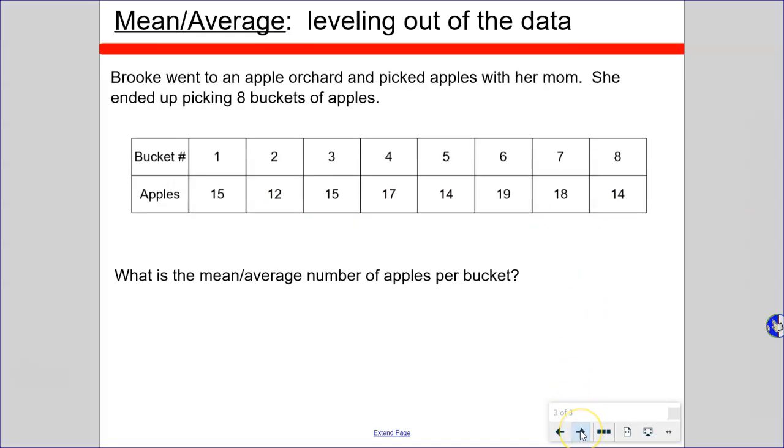And then for this problem right here, we have Brooke. She's at the apple orchard with her mother. How sweet. And she's picked apples. She picked how many buckets? 8 buckets. And we want to find the average number of apples per bucket.